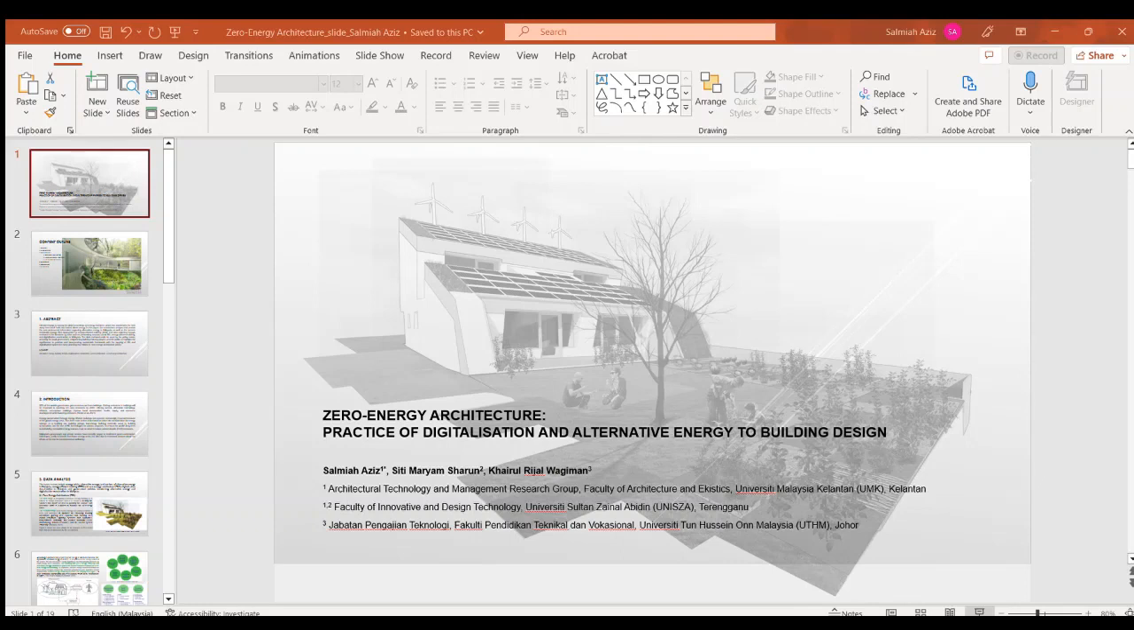For the keywords, there are alternative energy, building design, digitalization, construction, growing energy, and also zero architecture.